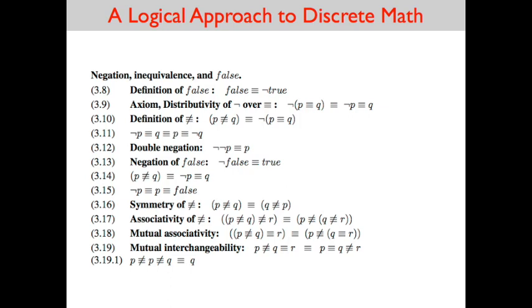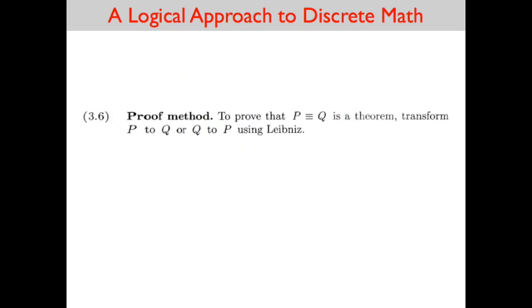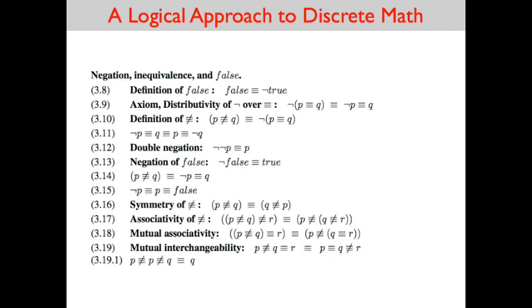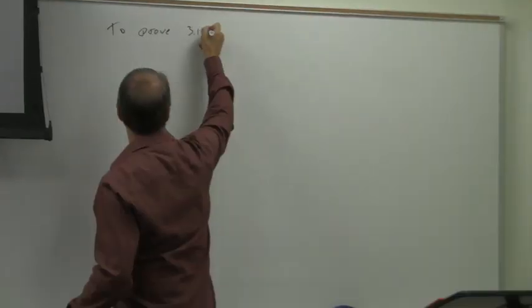Now, there's one more technique that I need to mention, and unfortunately we don't have time to demonstrate it. In the book there's a 3.6, a proof method, that says to prove that P equivals Q is a theorem, transform P to Q or Q to P. And I want to give you a hint on this last one. So for 3.19, here's a hint to prove 3.19.